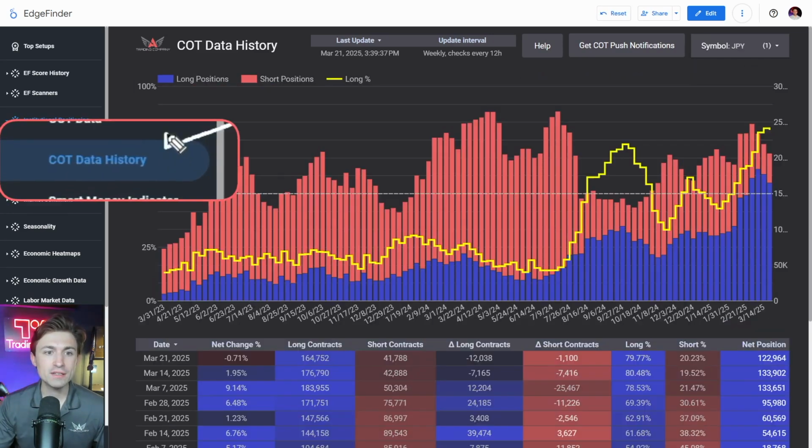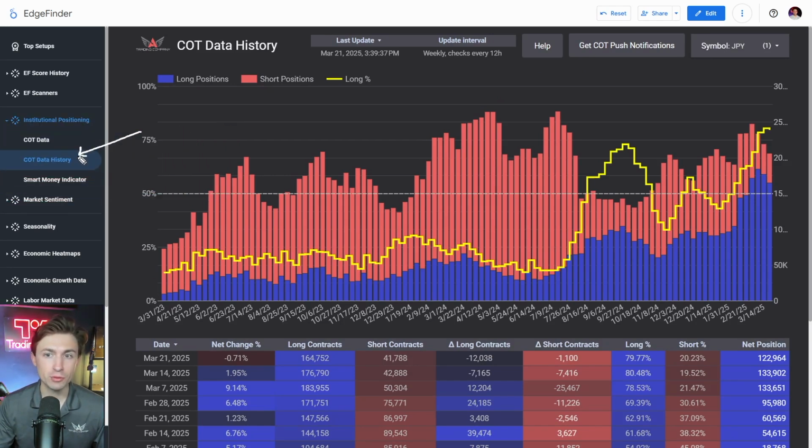Under the COT data history tab, we can view the historical records of the commitment of traders data. Our team has taken great due diligence to make this page because, again, it's a very popular page and a very important one as well. This shows us over time the long positions relative to short positions, and this yellow line is the net long percentage positioning by institutional money.